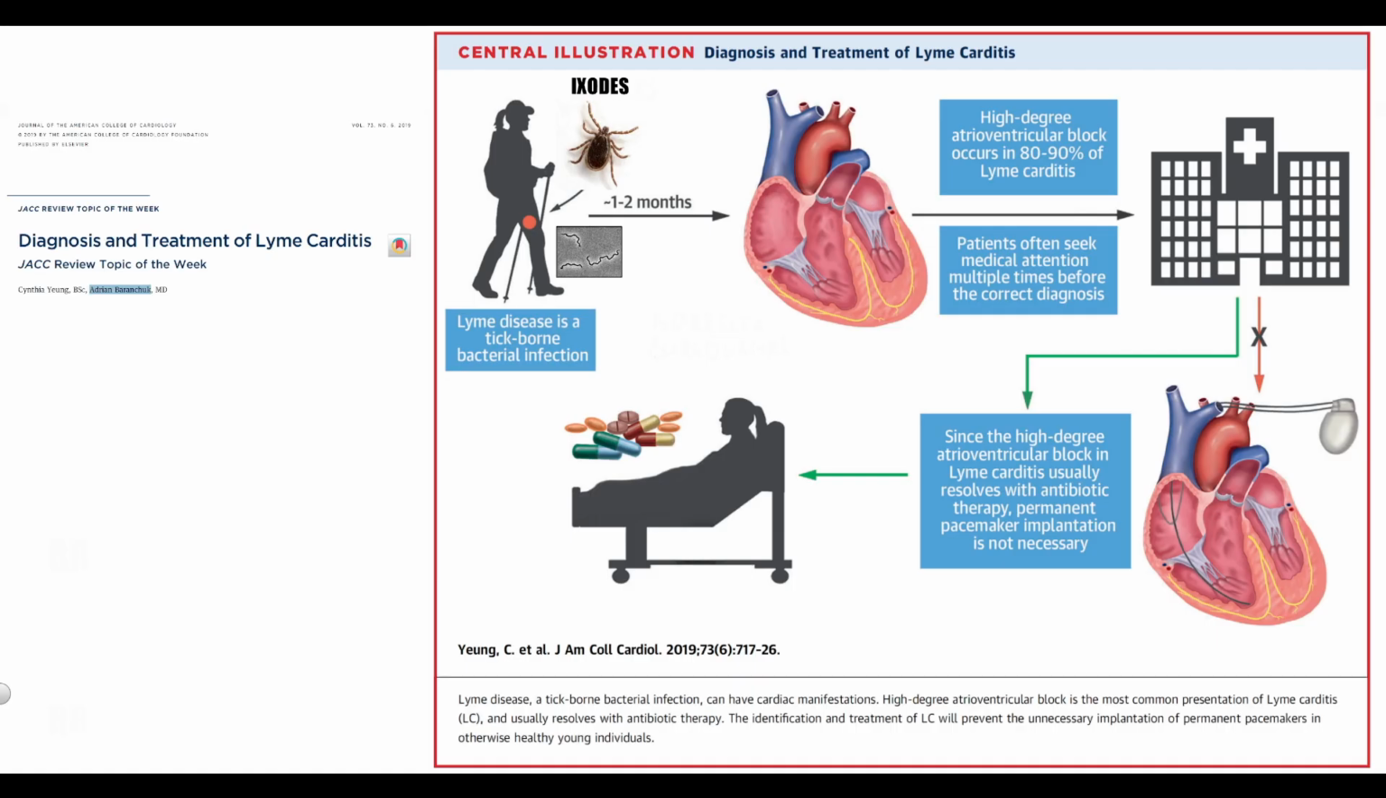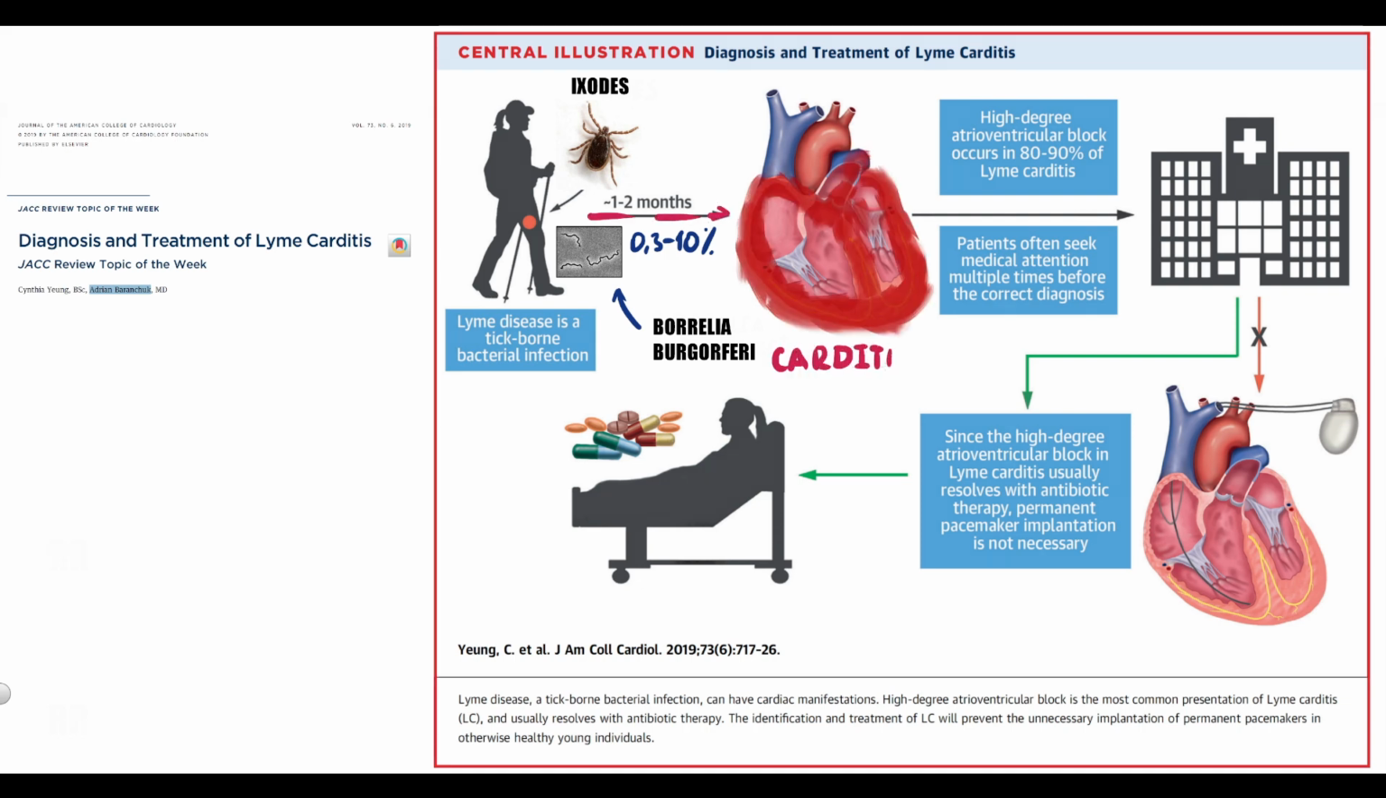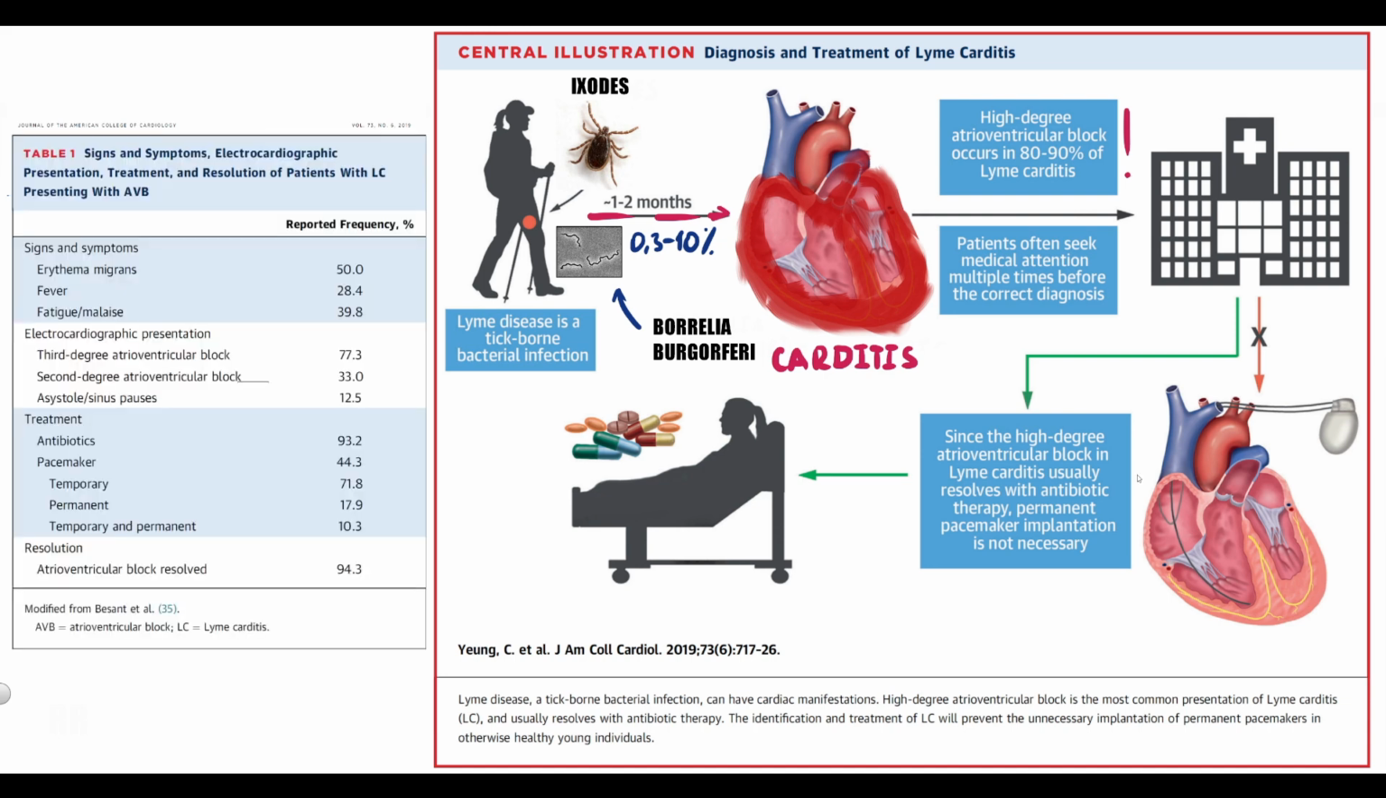Another important aspect of AV block is Lyme disease-induced Lyme carditis. Lyme disease is a tick-borne bacterial infection caused by Borrelia burgdorferi that is transmitted by the bite of the Ixodes tick. Occurrence of Lyme carditis varies from 4 to 10% of all patients with Lyme disease and usually manifests 1-2 months after infection. AV blocks develop in 90% of patients with Lyme carditis and mostly are represented by third-degree AV block.